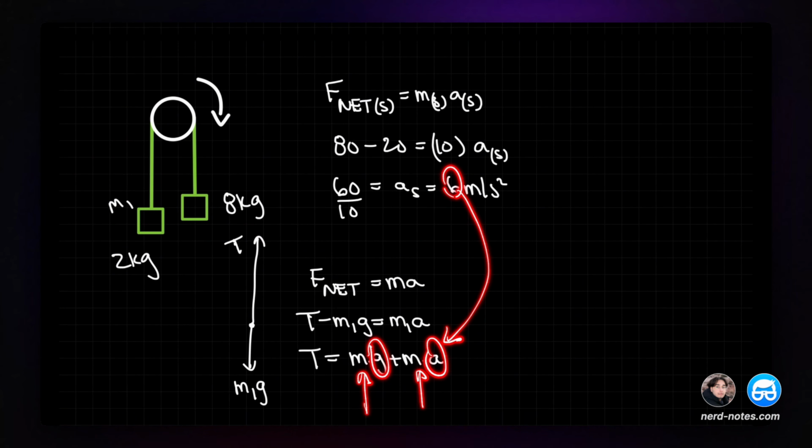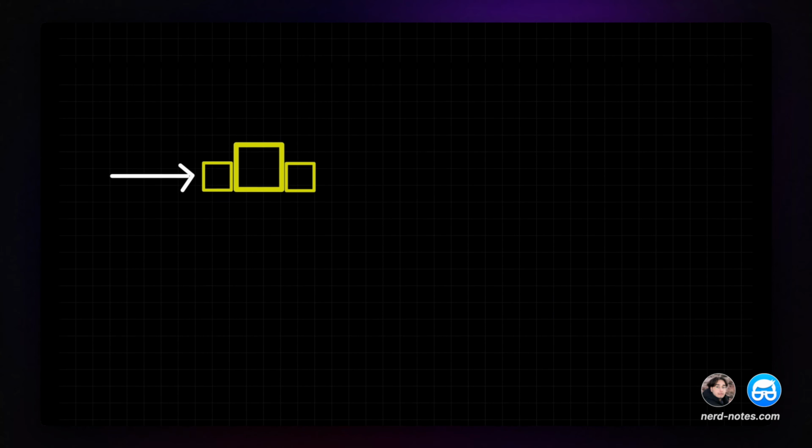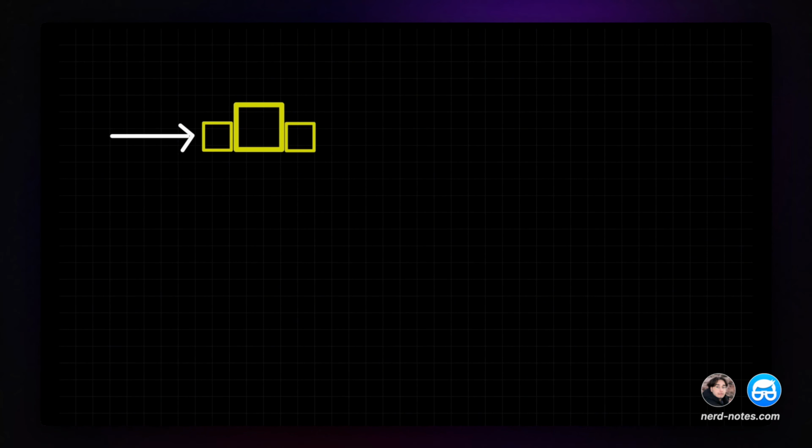So this is why the strategy is to always solve for acceleration first of the system, and then you can just use that acceleration pretty much for any other object in that system. All right, and just to prove to you guys that this works in any multi-body system, let's go ahead and take a look at this multi-body system. So let's call this a 4 kg block.